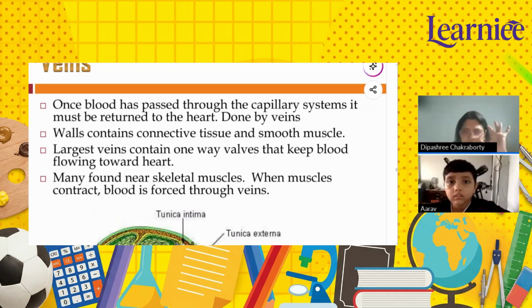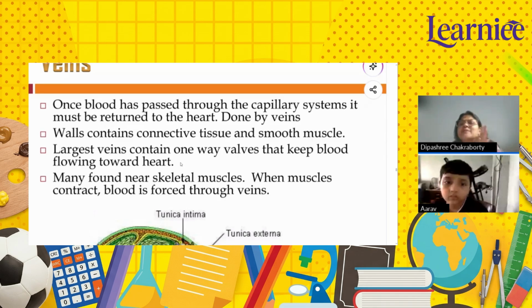Okay, what type of veins contain dash and dash? Largest veins contain one-way valves. Now, the walls of the veins contain connective tissue and smooth muscle. Have you heard the word smooth muscle and all that? No. Okay, no need to write now. Now, I'll tell you the third point. Largest veins contain one-way valves that keep blood flowing towards the heart.